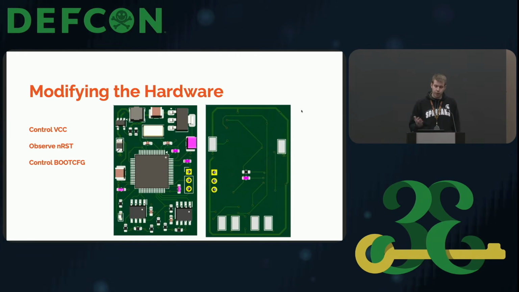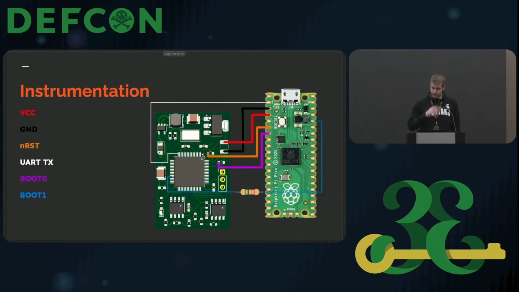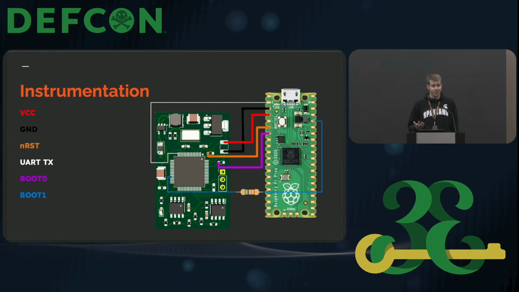And so to do that, we're going to remove the capacitors on those two lines, as the capacitors there will resist changes in voltage. We're also going to remove some resistors on the boot config pins, boot 0 and boot 1, so that our Pico can control the boot mode throughout the attack. After that, we can connect the target device to our Pico. Again, the Pico is providing power, watching reset, controlling the boot configs, and listening to UART for when our stage 2 payload finally starts sending out the flash contents.